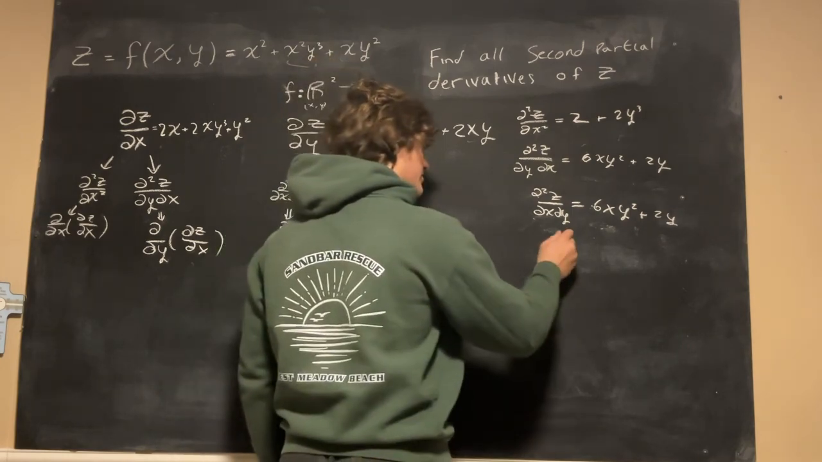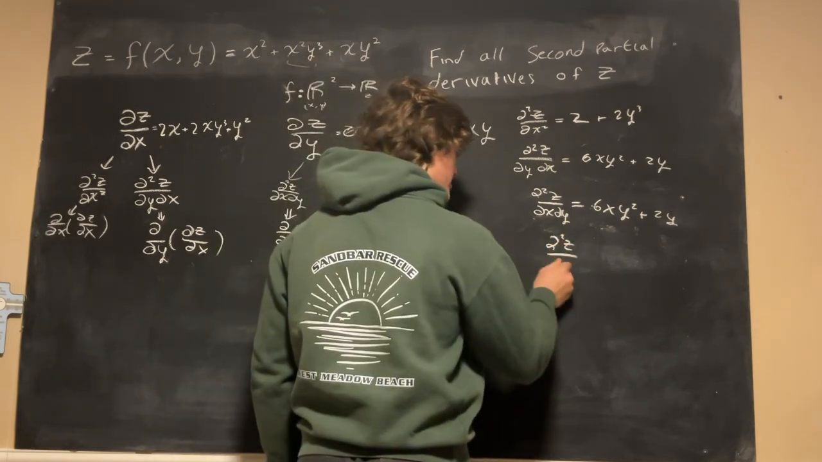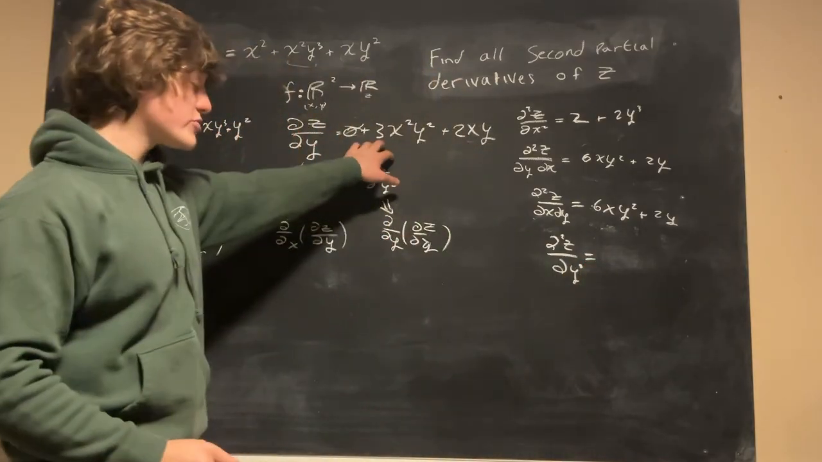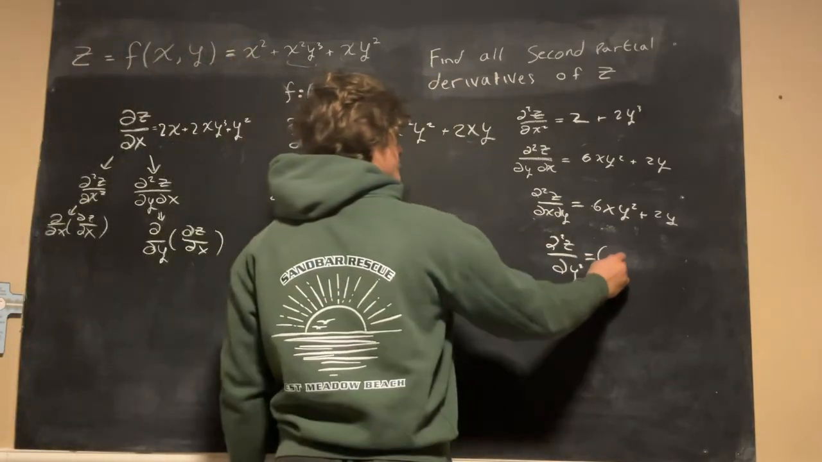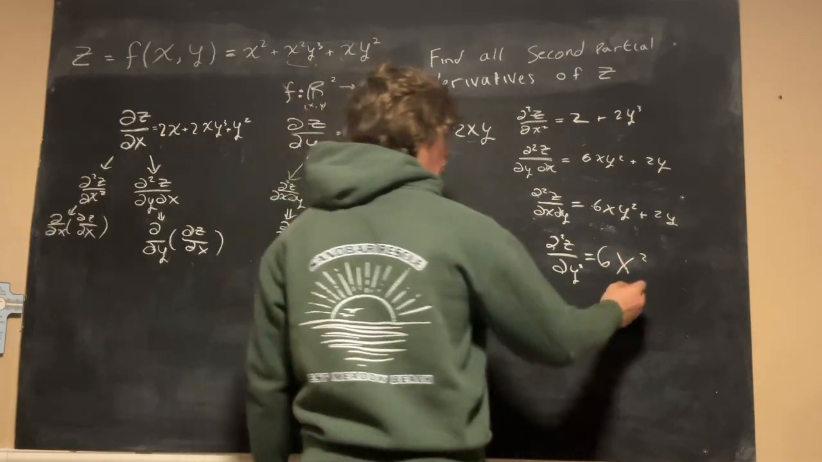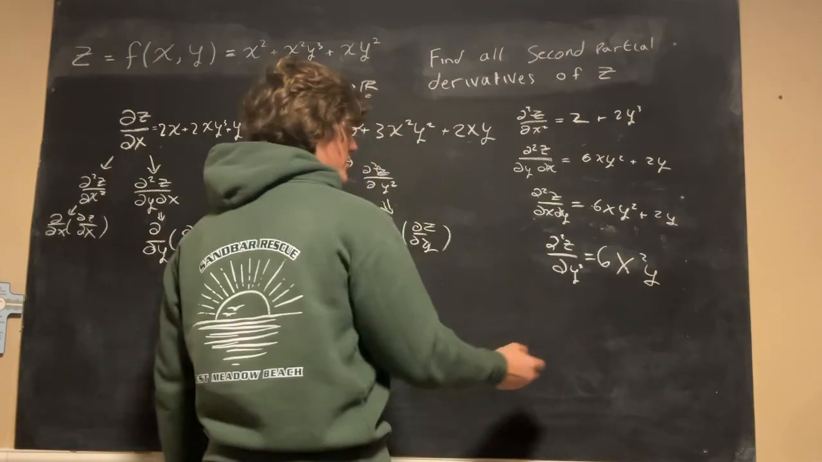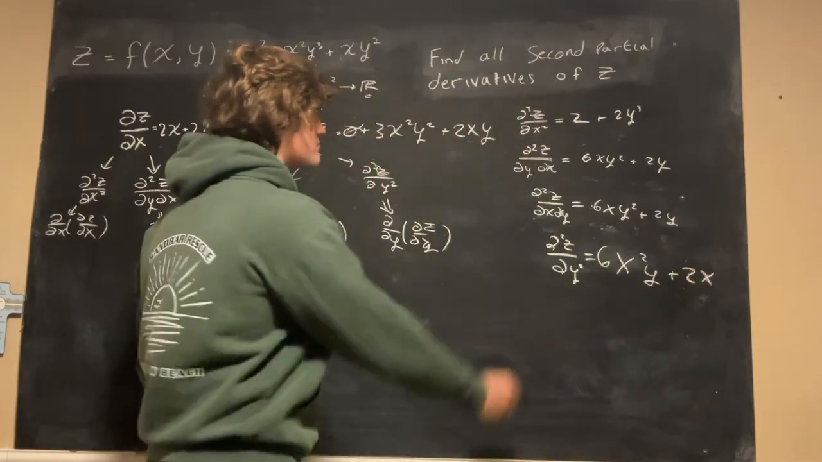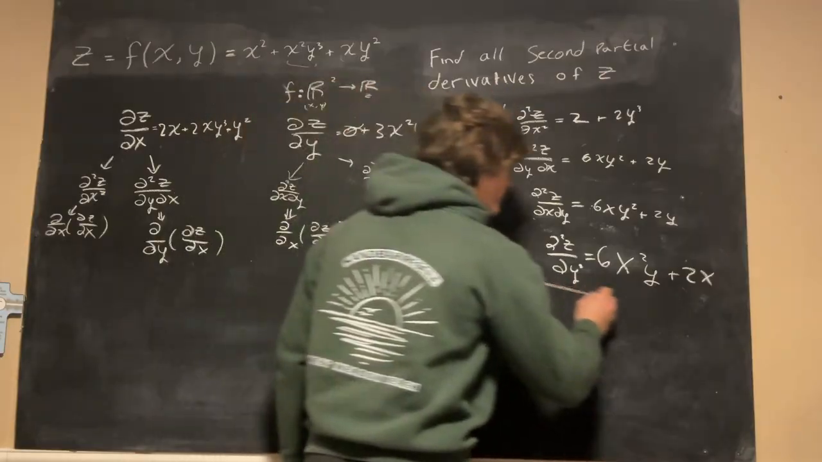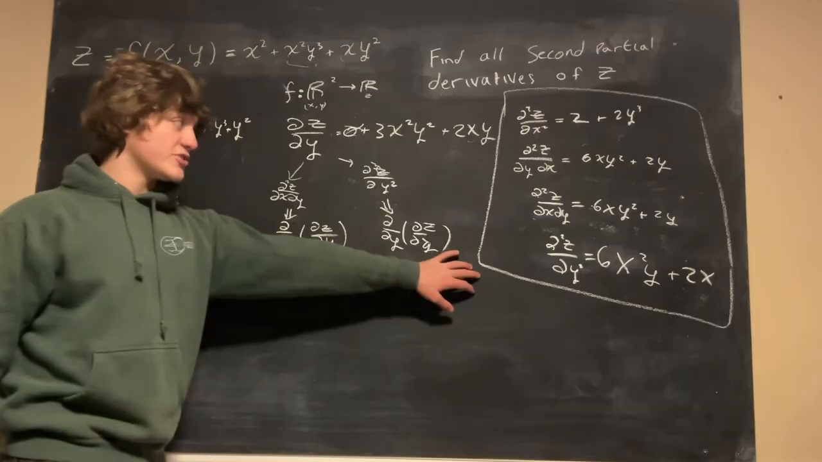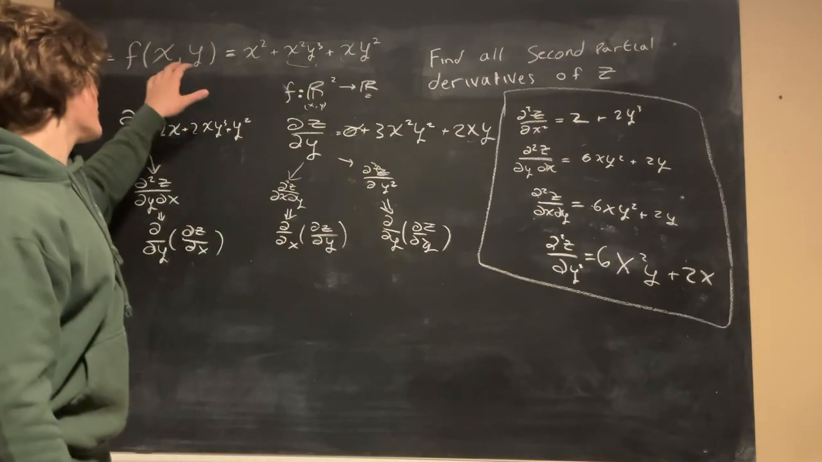Now let's find d squared z over dy squared. And we are just going to take the derivative of this with respect to y now. So this just becomes 6x squared times y plus 2x. So these are our 4 partial derivatives for this function f of x comma y.